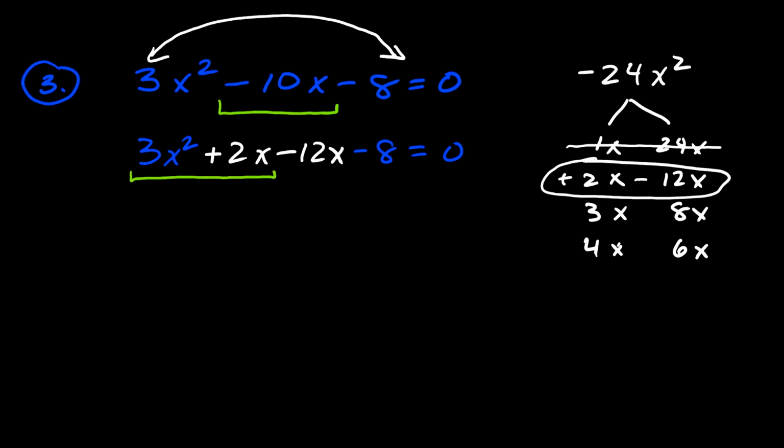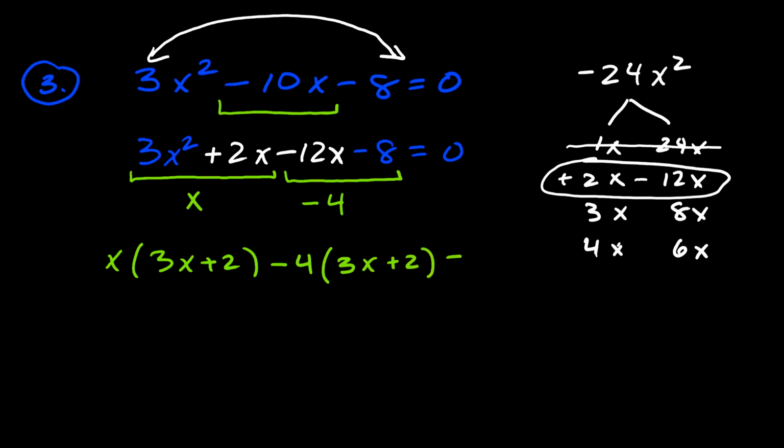We're going to group the first two, and we're going to group the second two. 3x squared and 2x have no numbers in common, just the x, so an x will be factored out. Minus 12x and minus 8 only have a number in common, which in this case would be minus 4. So let's factor those out. Our first term, x factors out, leaving you with 3x plus 2. Negative 4 factors out, leaving you with 3x plus 2 as well.